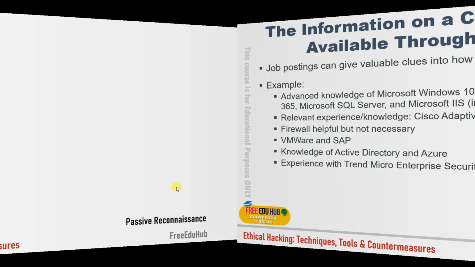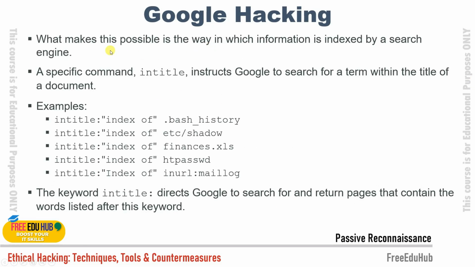Now, since we talked earlier about Google hacking, the search engine itself helps us by giving lots of information about any organization which has a presence online. What makes this possible is the way in which information is indexed by the search engine. So Google has its own crawlers which gather information about the domains and the things which are hosted on the websites. Now, a specific command, for example, intitle, means that it instructs Google to search for the term within the title of a document.